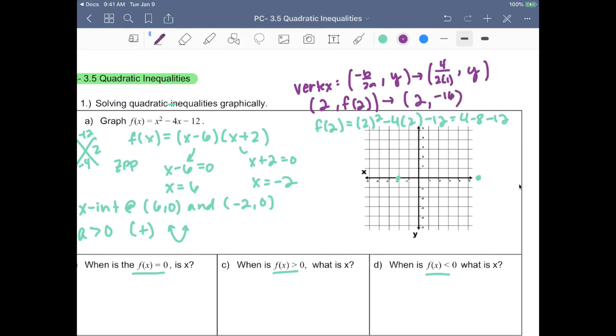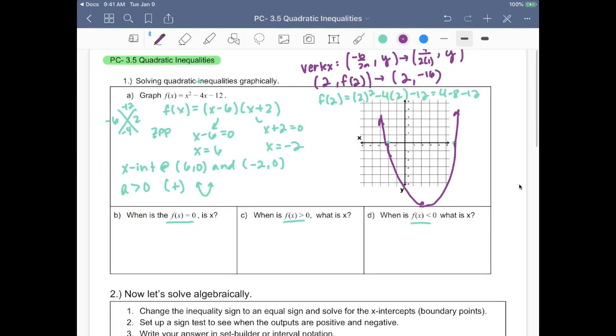All right, so the vertex is going to be way down here. This is a rough sketch. It's going to look something like that. So using our graph now, when is f of x equal to 0? f of x is equal to 0 at our x-intercepts, so at (6, 0) and (negative 2, 0), or when x is equal to 6 or negative 2.